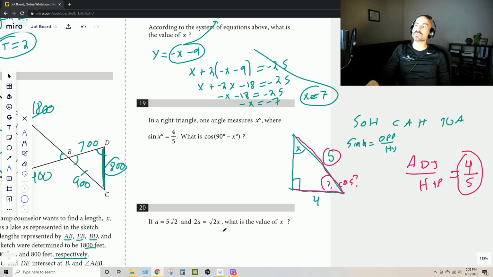So really what they're asking us is, if one angle is 90 and the other is x, what is the cosine of our third angle? They could have asked it that way, but you know how they are. They're going to ask it in a difficult way.